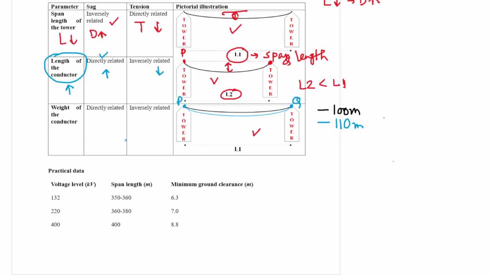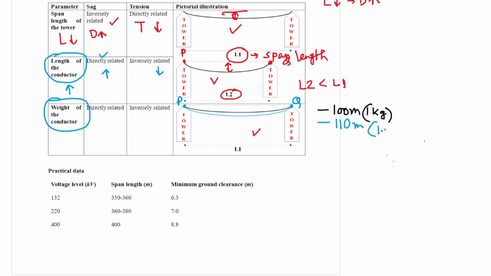The next parameter is very important: weight of the conductor. The third parameter is the weight of the conductor. Again, let us consider this diagram. Let us say, roughly, the black conductor weighs 1 kg. However, the blue conductor, let us say, weighs 1.5 kg, just to understand.